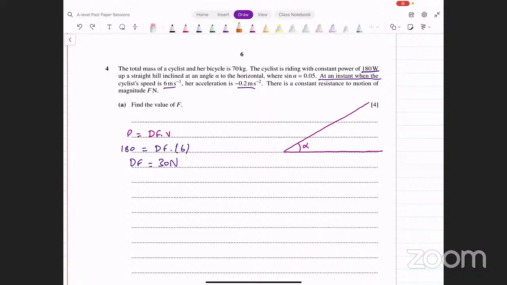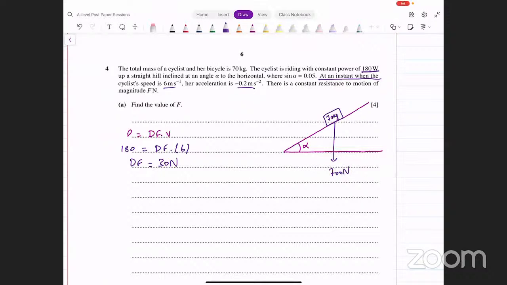What we can do now is use Newton's second law. Here you have the mass. Mass is 170 kilograms, of both the cyclist and the bicycle. What are the forces acting on this total mass? We've got the weight acting downwards, that is 700 Newton. We have reaction, but again, we don't need that. We have a friction, we don't need that.